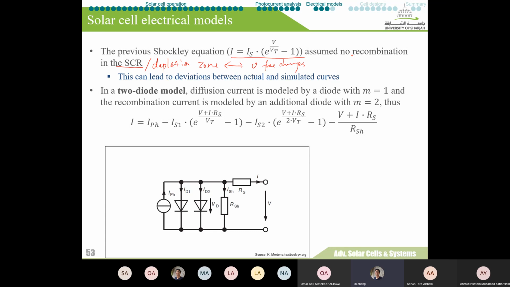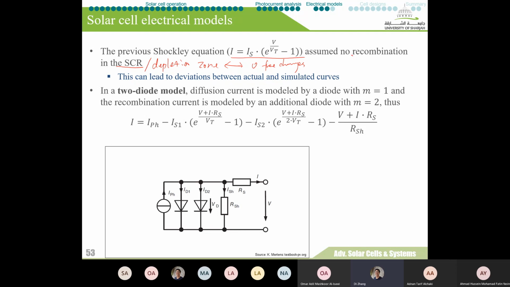So if you want to describe a more realistic device, eventually you have to consider the recombination effect inside the space charge region. That is partially the reason why we introduced the ideality factor into the equation. But with just one ideality factor, with one diode in the circuit, it's not enough to fully describe the phenomenon that we are seeing.